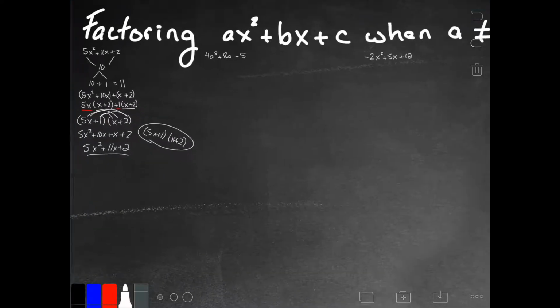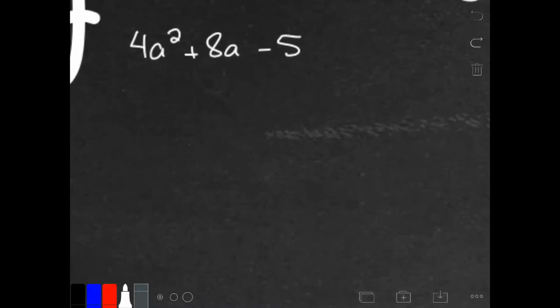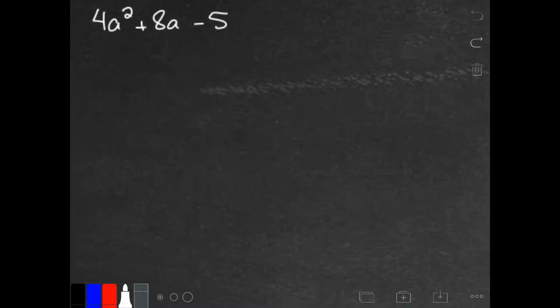Let's go ahead and try another example. This time the value of c is negative, in this case minus 5. So I'm going to do the same thing. I'm going to start by taking 4 and negative 5, and that's going to give me negative 20.